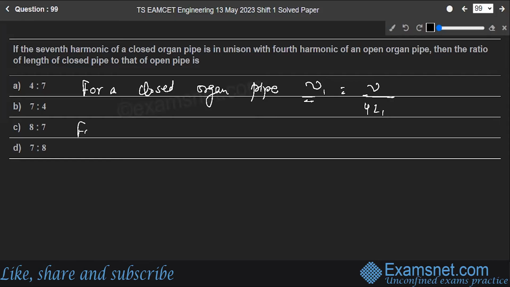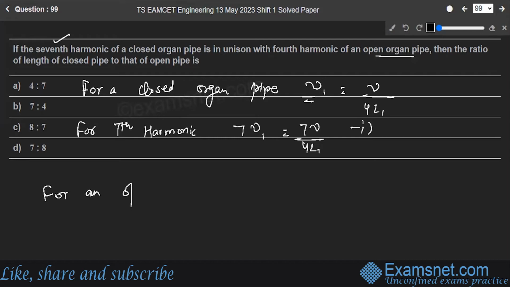And for the seventh harmonic, this is equal to 7 upon 4L1. Right, let's say this is equation 1. And now we are talking about the open organ pipe.